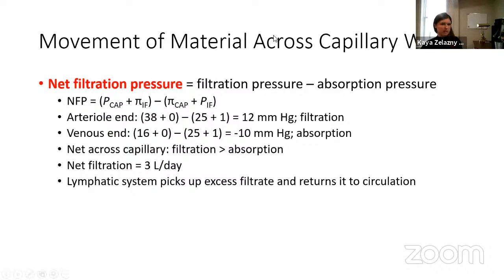So we have an equation for this, and it looks like this, basically. So first we take our pressures for filtration. So first we're adding up the pressures taking us from the blood to the interstitial fluid. And then we're subtracting the forces taking us from the interstitial fluid into the blood, which gives us our total net filtration pressure.